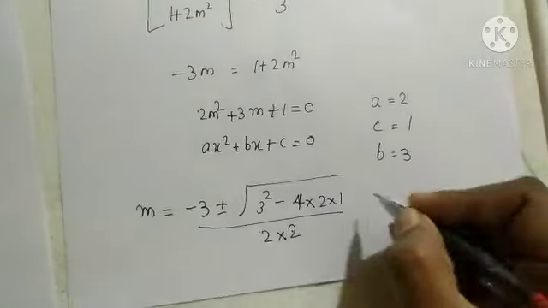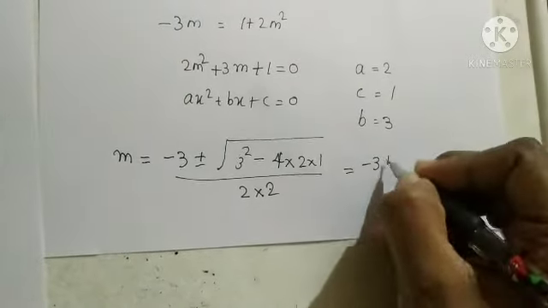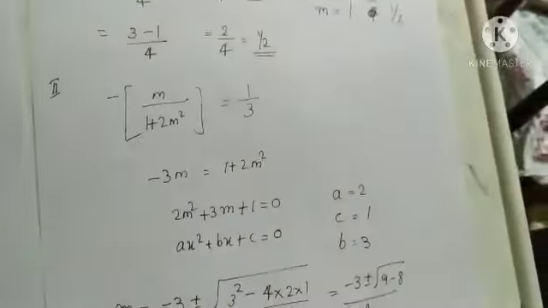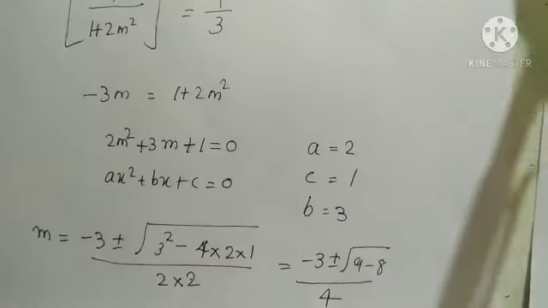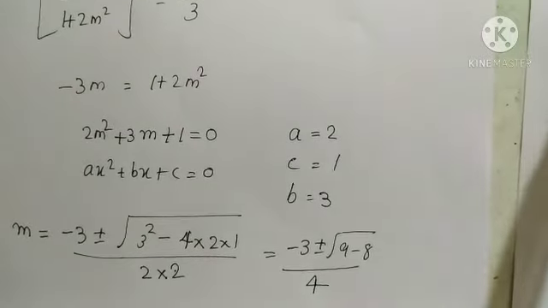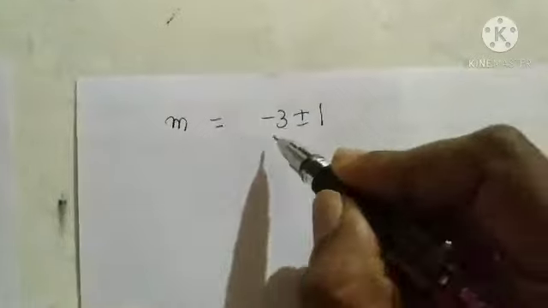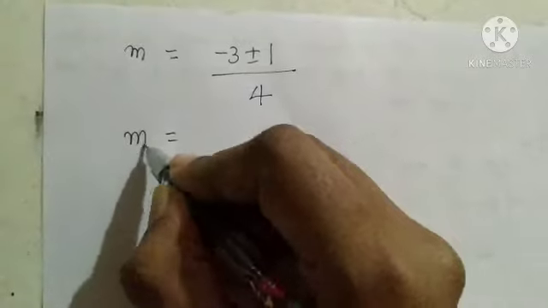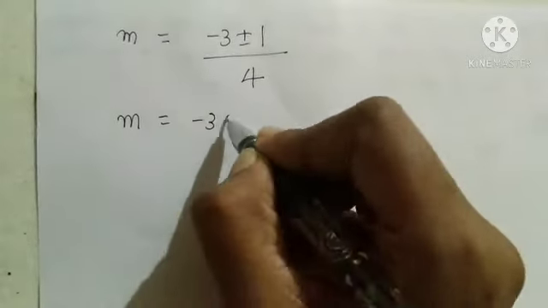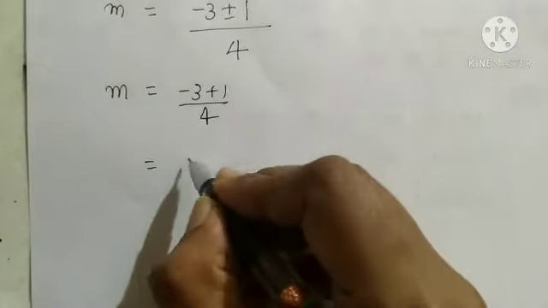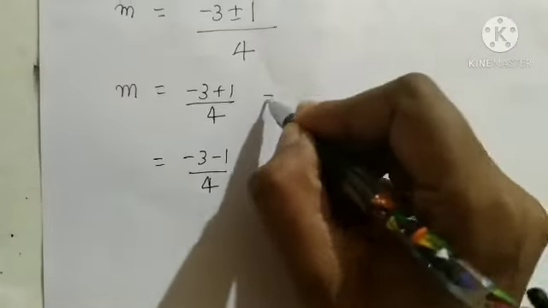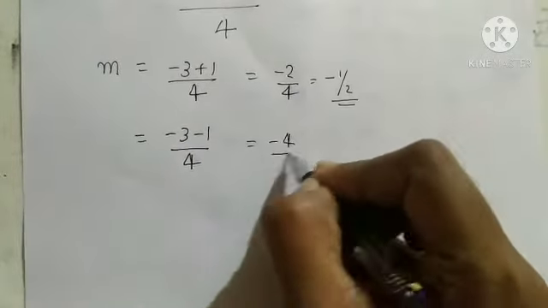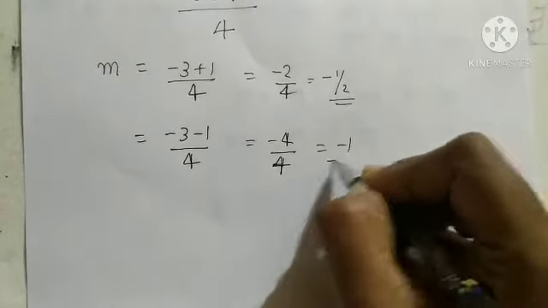2a is 2. So here also we get minus 3 plus or minus root of 9 minus 8 divided by 4. m will be equal to minus 3 plus or minus root of 1 divided by 4. Okay, so here also we get two values of m, two roots of m. One root is minus 3 plus 1 by 4 and the next root is minus 3 minus 1 by 4. Here we get minus 2 by 4, that is minus 1 by 2, and here it is minus 4 by 4, which is equal to minus 1.